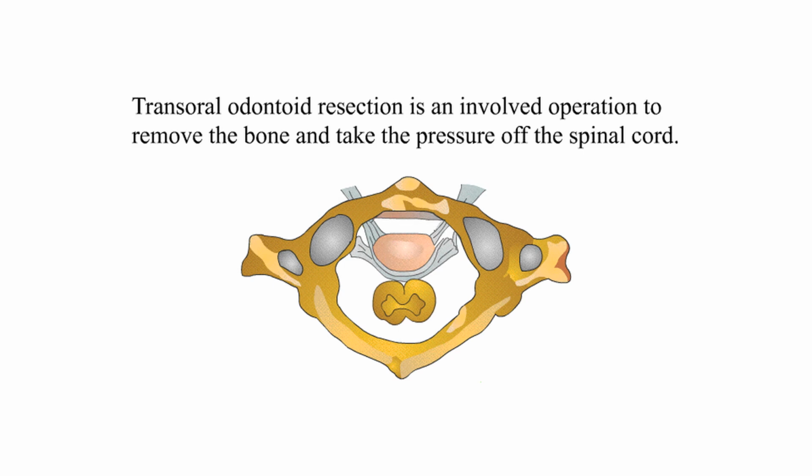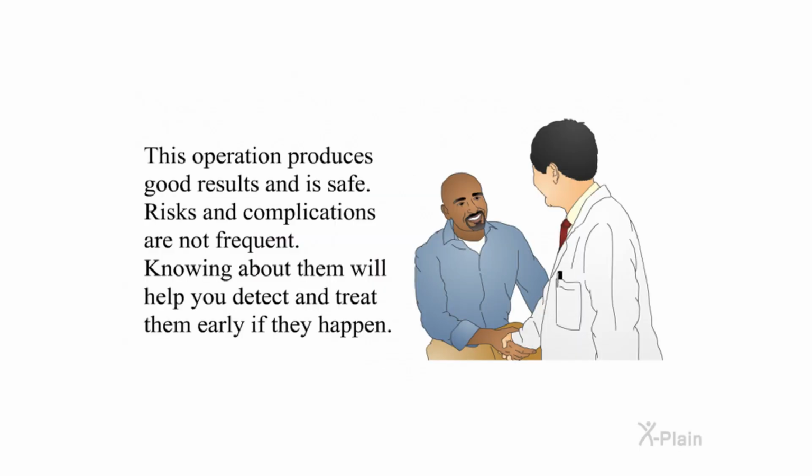Transoral Odontoid Resection is an involved operation to remove the bone and take the pressure off the spinal cord. This operation produces good results and is safe. Risks and complications are not frequent. Knowing about them will help you detect and treat them early if they happen.